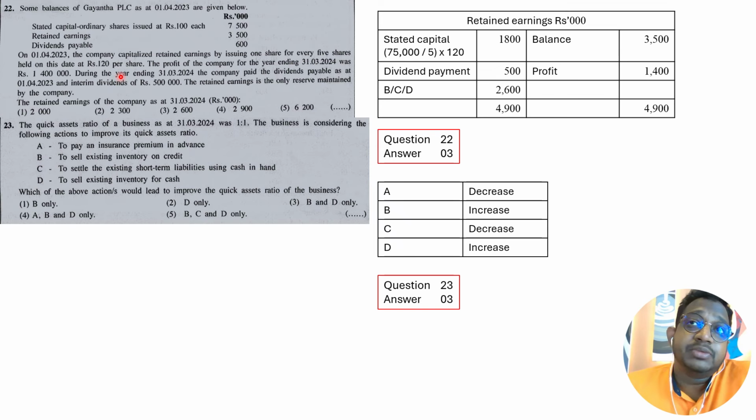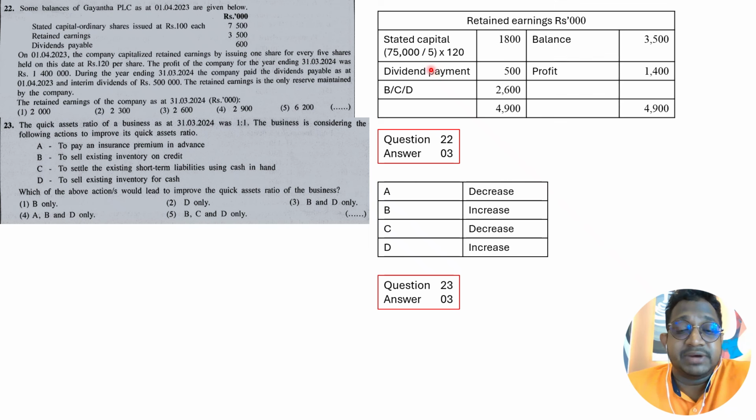So first of all, to find out the number of shares that you capitalize, you have to find out the existing shares. The value of the existing shares is 7,500,000 and the per share value is 100, so the number of shares over here is 75,000. Sorry, 750,000. And here you are capitalizing one share for every five shares. Oh no, my bad. Here the number of shares should be 7,500,000 divided by 100, 75,000.